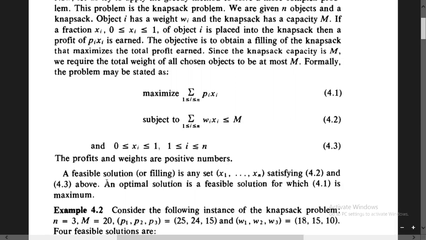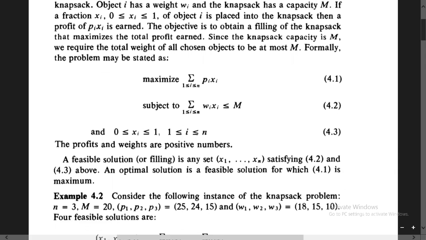Now a feasible solution is any set x1 through xn satisfying 4.2. What is 4.2? Subject to the constraints, summation over 1 less than or equal to i less than or equal to n of Wi Xi is less than or equal to M. Fine. So if at all this condition is satisfied, then we say the solution is a feasible solution. This is the summary of the knapsack problem.